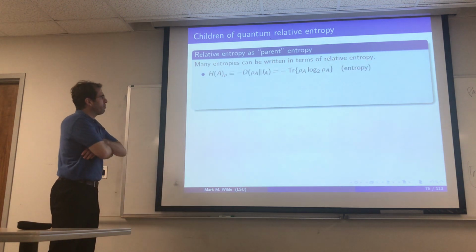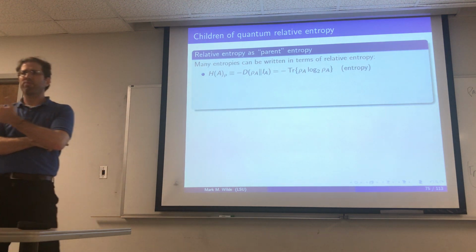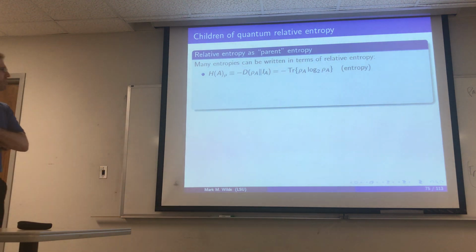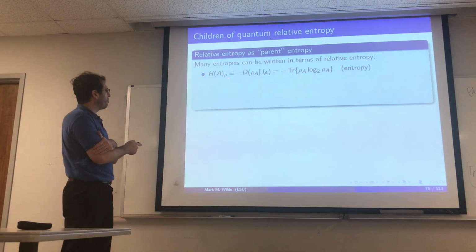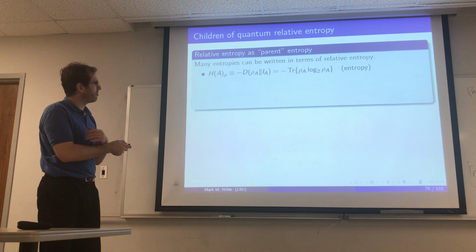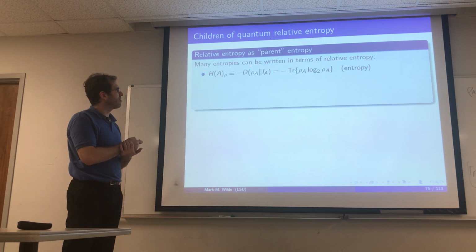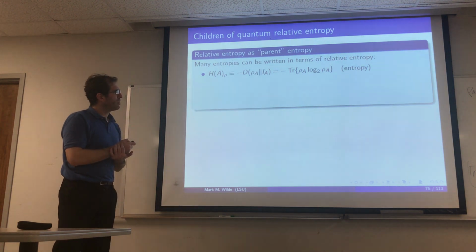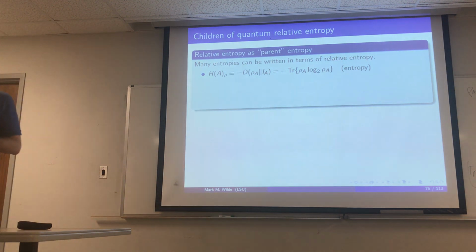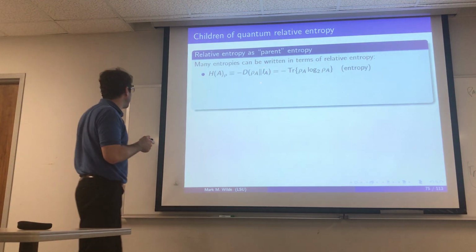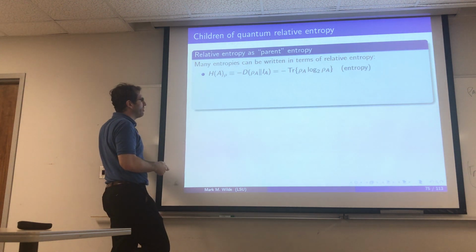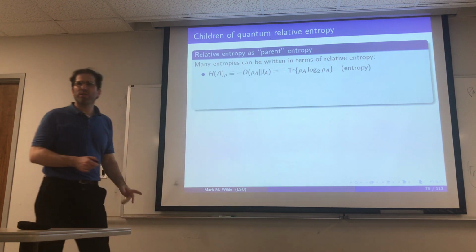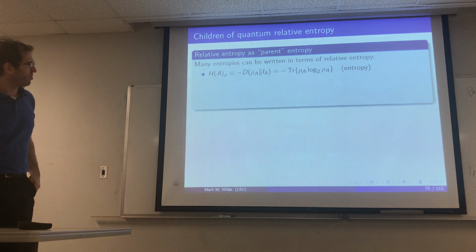The relative entropy can be considered as a parent entropy, a mother of all entropies. And how do you get other entropies? Well, you can plug in particular choices for rho and sigma. We said we would allow sigma to be an arbitrary positive semi-definite operator. One such choice is the identity. If you plug in the identity and you work with the formula, and you put a minus sign in front, then you get the von Neumann quantum entropy, which we said generalizes the classical Shannon entropy.